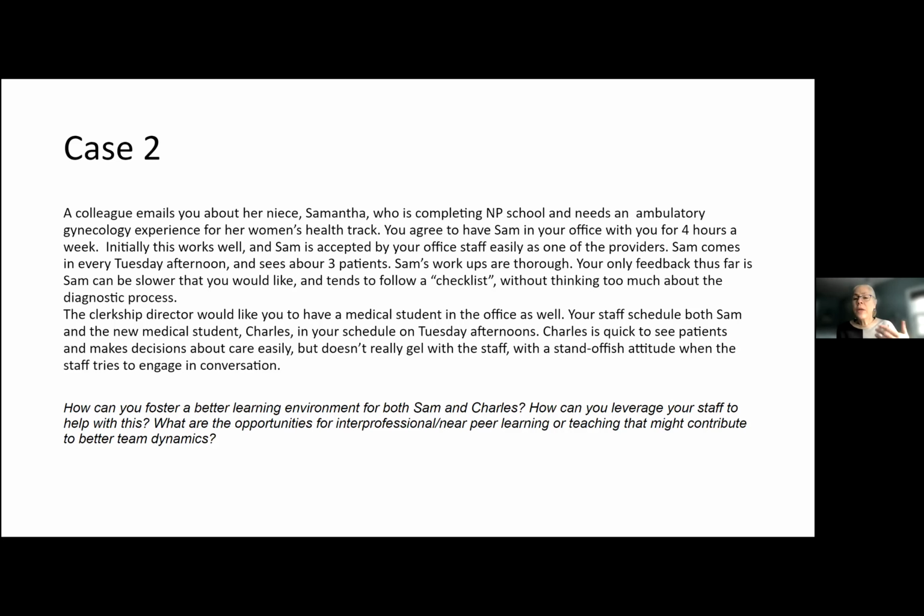So how can we, in this kind of situation, foster a better learning environment for both Sam and Charles? How can we perhaps get our staff to be involved to help with this? And what are the opportunities for interprofessional or peer learning or teaching that might help to improve the team dynamics for this team that's been thrown together somewhat unexpectedly?